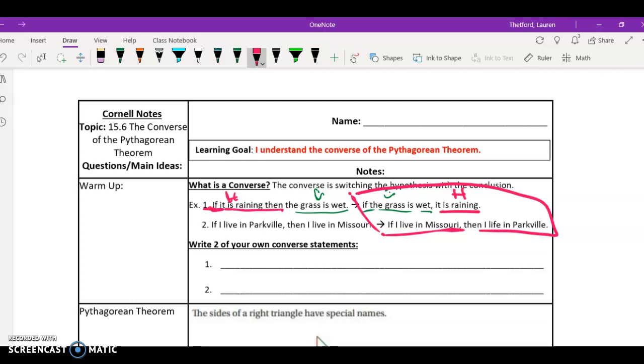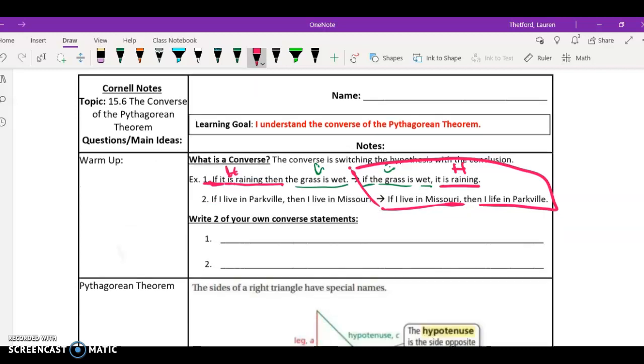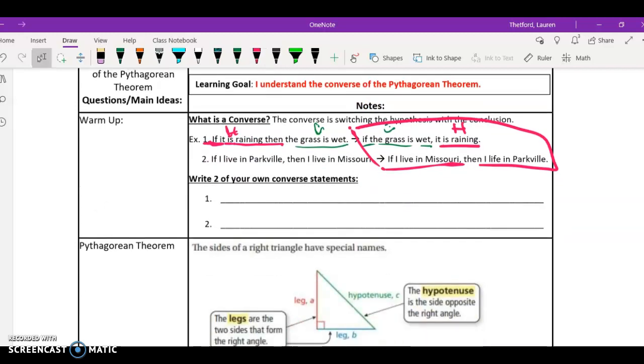Just because the grass is wet doesn't mean it rained. It could have been sprinklers, right? And same thing, if I live in Missouri, it doesn't mean I live in Parkville. It means that I could live anywhere. I could live Kansas City or Gladstone or wherever. So I want you to write 2 of your own converse statements, and then let's continue with notes.